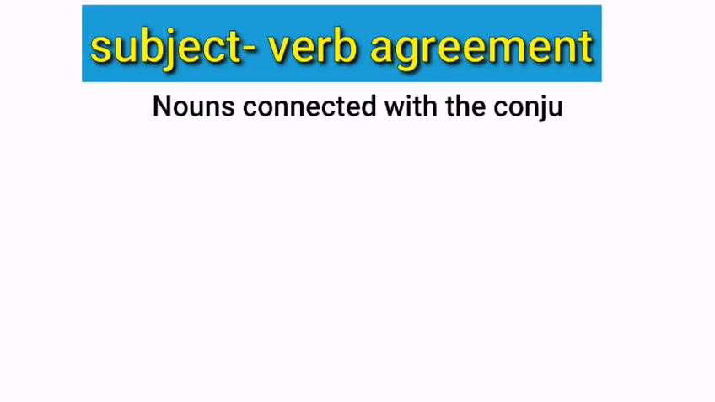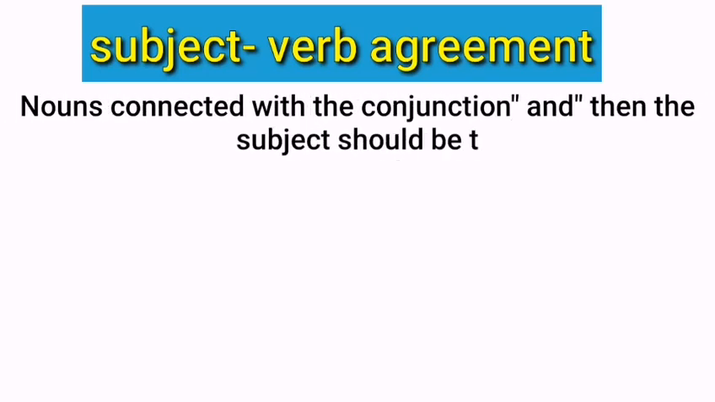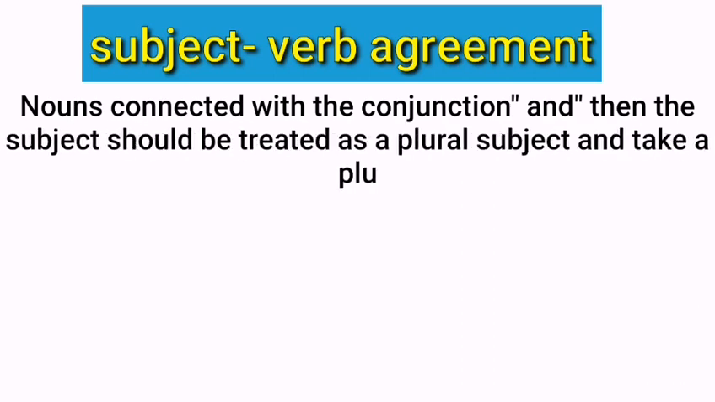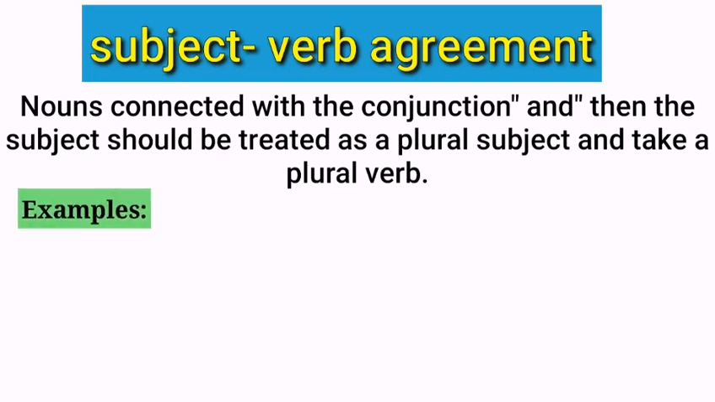When nouns are connected with the conjunction and, the subject should be treated as a plural subject and take a plural verb. Simply, it means that when there are two nouns in a sentence and they are connected with the help of the conjunction and, then a plural verb should be used. Just look at these examples.